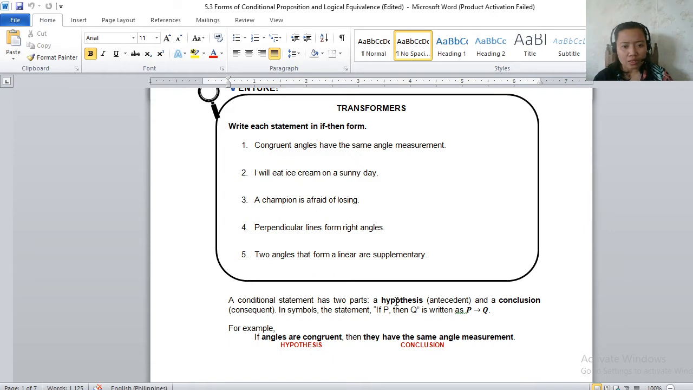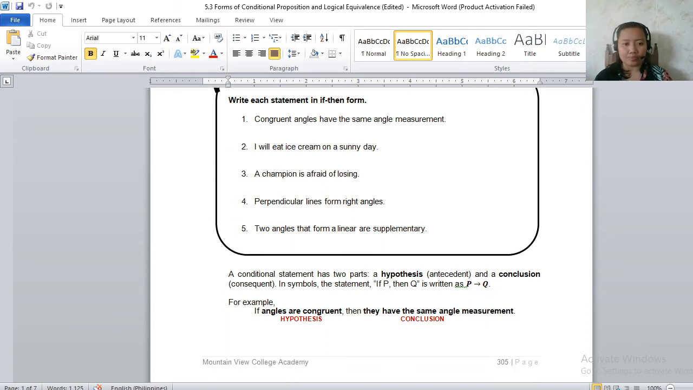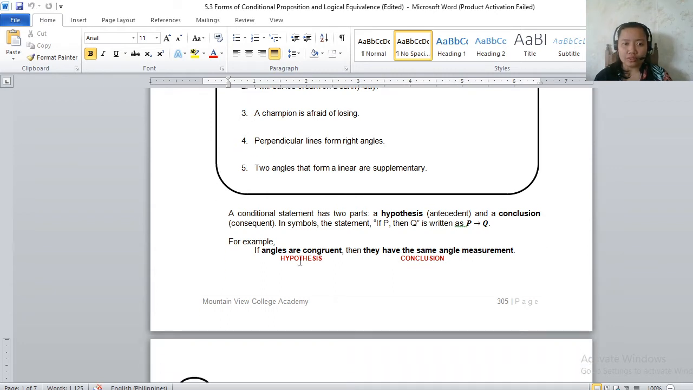read the following. A conditional statement has two parts. A hypothesis, that is antecedent, and a conclusion, the consequent. In symbols, the statement if P then Q is written as P arrowhead Q. For example, if angles are congruent, that serves as our hypothesis, then they have the same angle measurement. Then that serves as our conclusion.